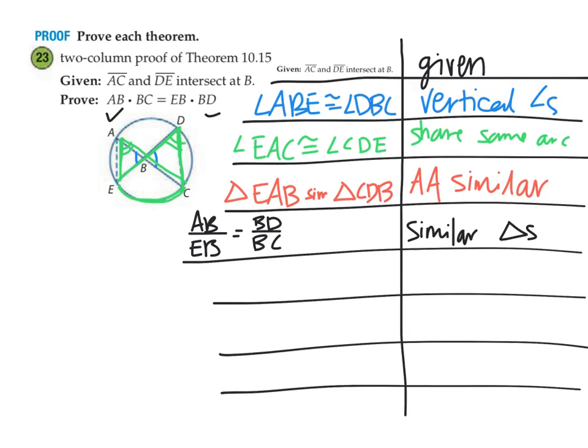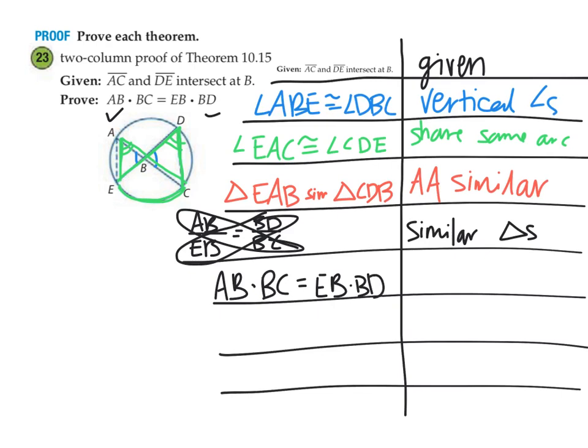And now, all we have to do is cross multiply. We're going to multiply these. So AB times BC is going to equal EB times BD. And that is just because of cross multiplication. All right, so we proved it.